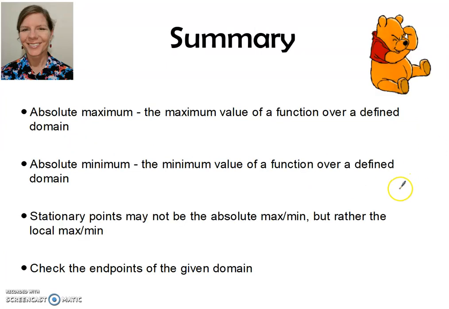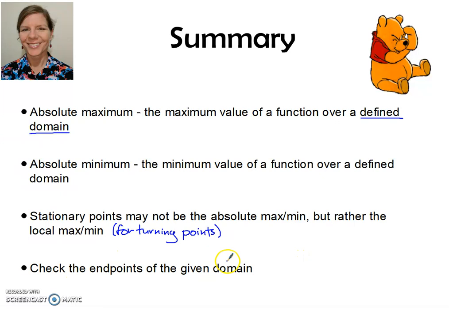Okay, so quick summary. The absolute maximum of a function is the maximum value over a defined domain, so that's the key there. It'll change depending on what the domain is. Absolute minimum, same thing, but we're looking at minimum values. The stationary points may not be, in fact often they won't be the absolute maximum or minimum, but we refer to them as local maximum minimums, okay, if they're turning points. So that's for turning points, not the case for inflection points. Okay, so for turning points.